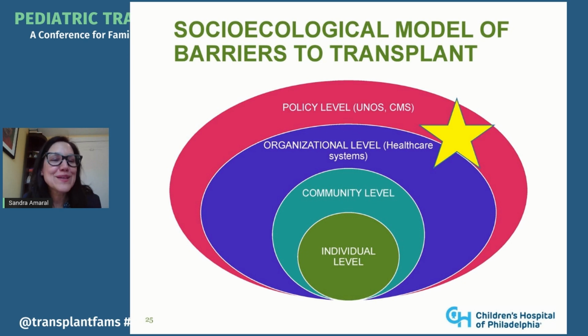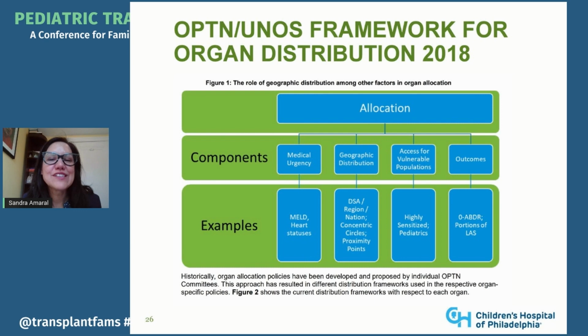So first, I want to talk about the big policy level interventions and efforts. So the OPTN UNOS framework for organ distribution in 2018, which was kind of recent discussions, but even 4 years ago, the OPTN was sort of thinking about how do we make things better. And so they sort of created this graphic of the role of geographic distribution among other factors in organ allocation.